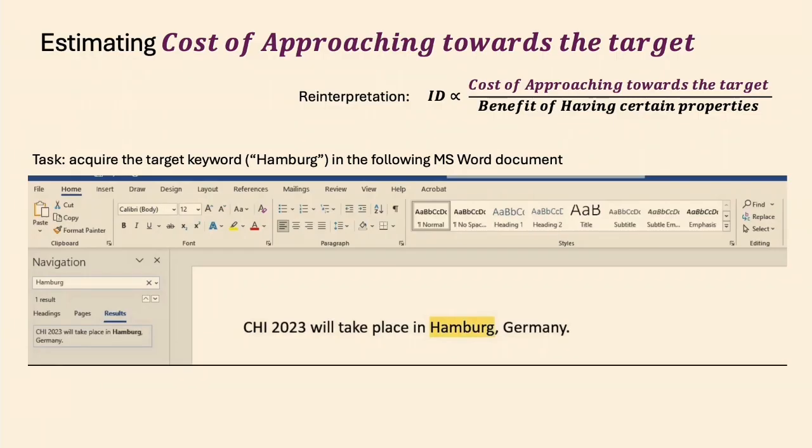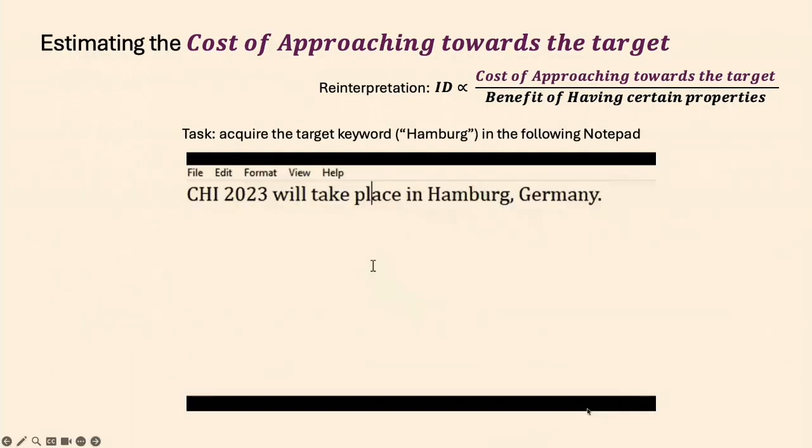Okay, so you got the idea how someone with blindness could use Microsoft Word to perform a fairly simple task, searching. Okay, let's do the same task on a simpler application like Notepad.